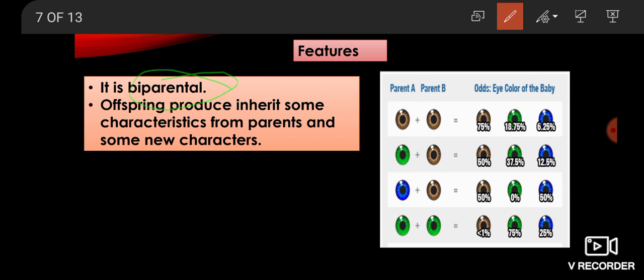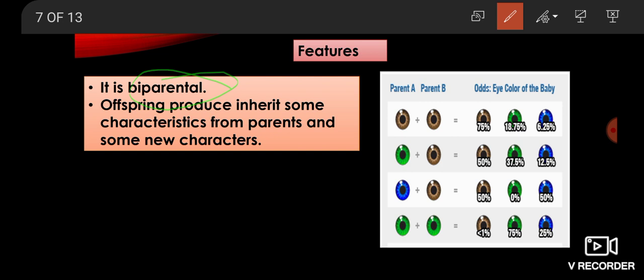Because whatever the offspring is, it takes some characters from its parents and makes some new characters, which come from mixing the characters of both parents. So this is a very important feature of sexual reproduction that you all should know.